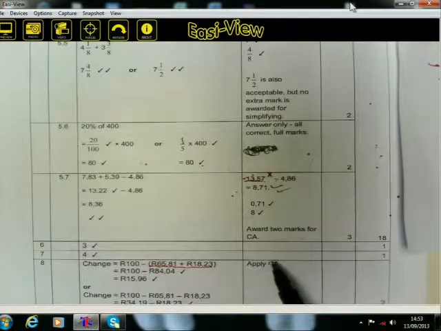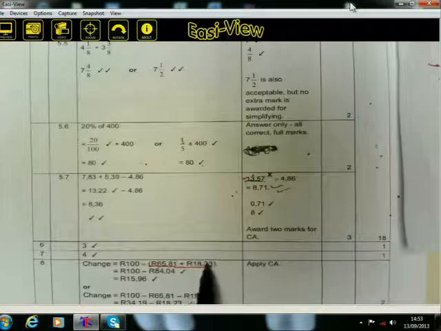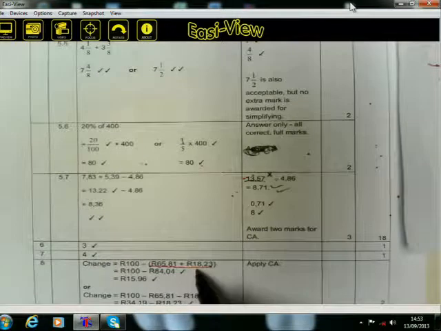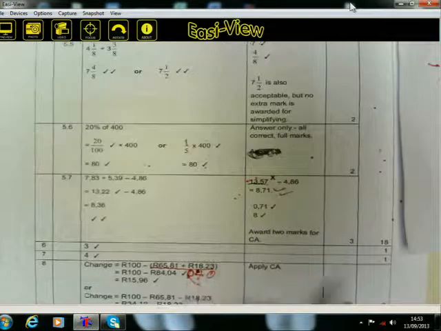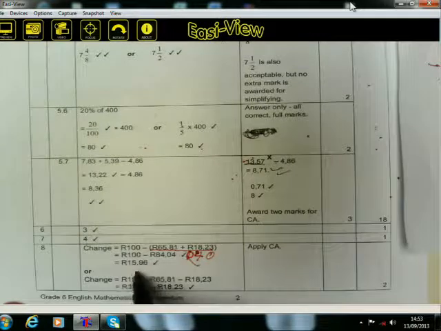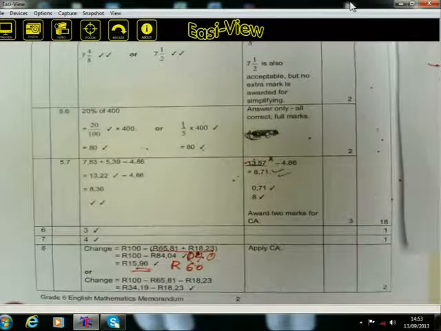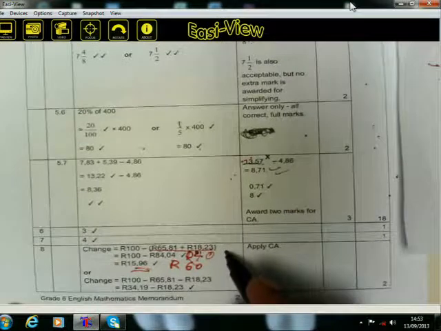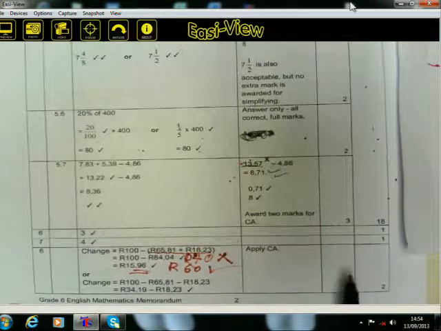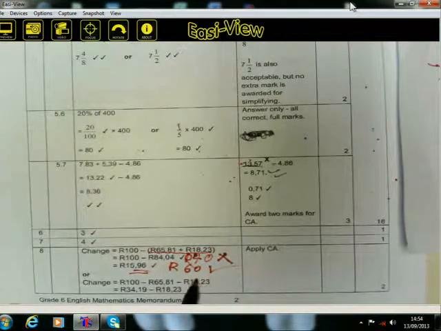Now, how does the CA apply here? If he added these 2 and says maybe it's 40 rand, and then he subtracts 40 rand from 100 rand, and then he got 60 rand. We'll mark him wrong here, and then here it's 1 mark. So out of 2, Elena will get 1 mark. All right. I think it is clear now.